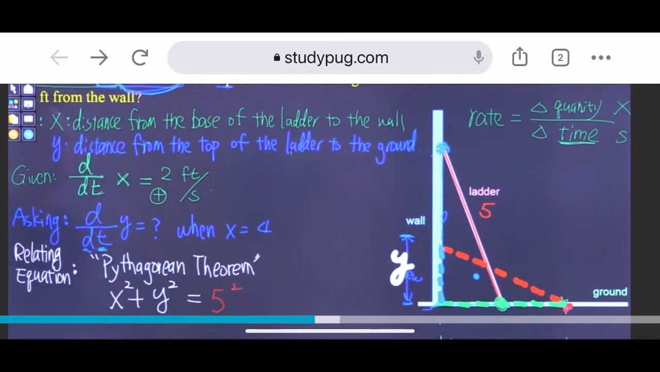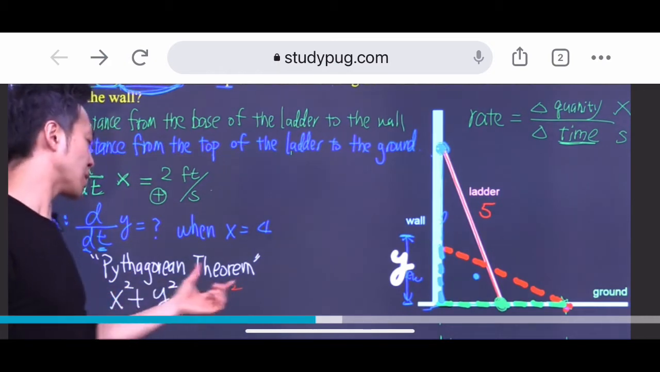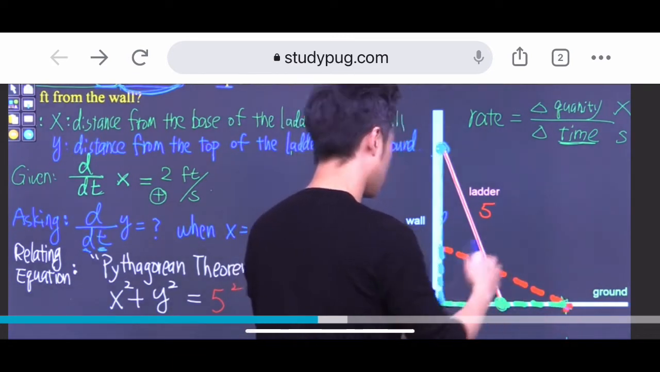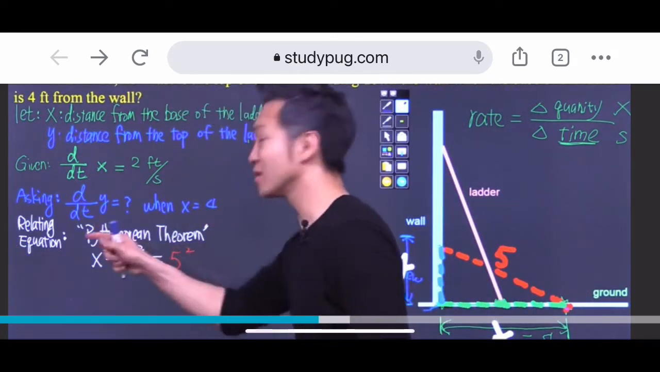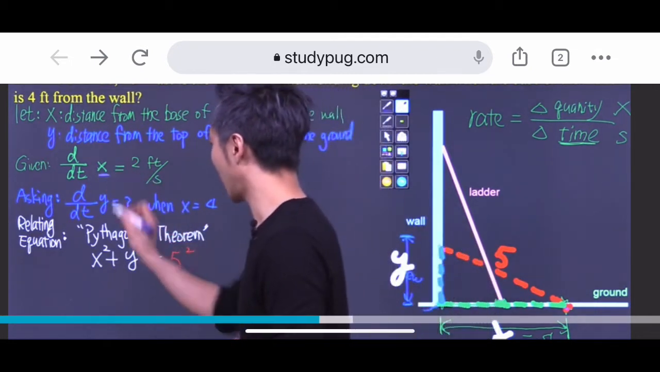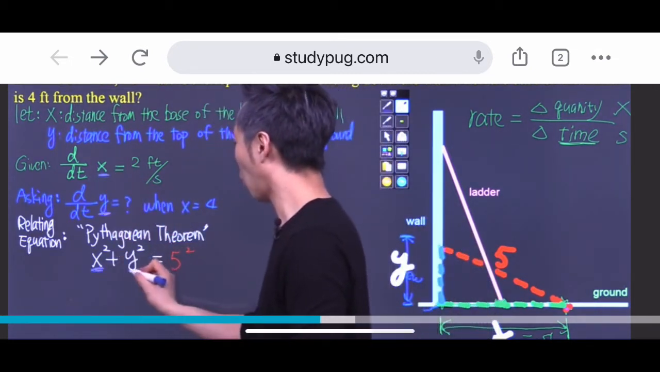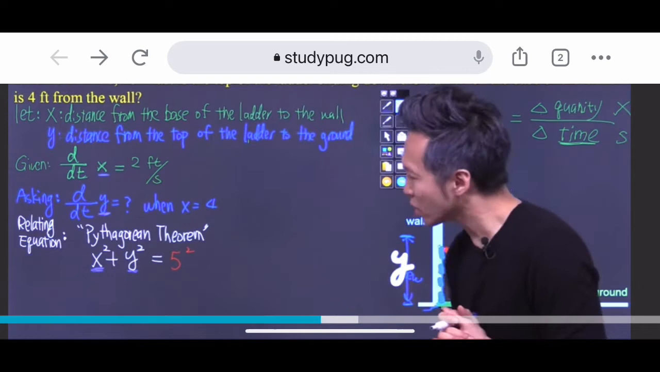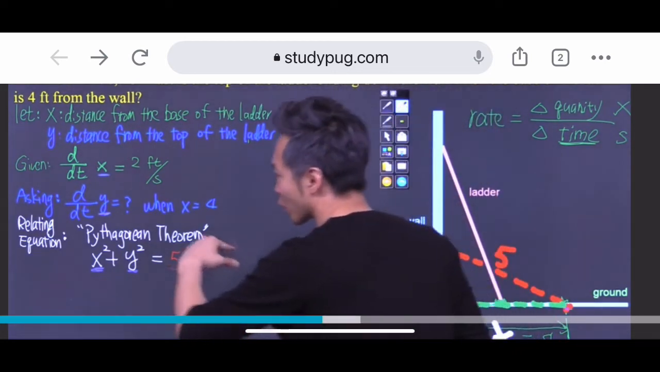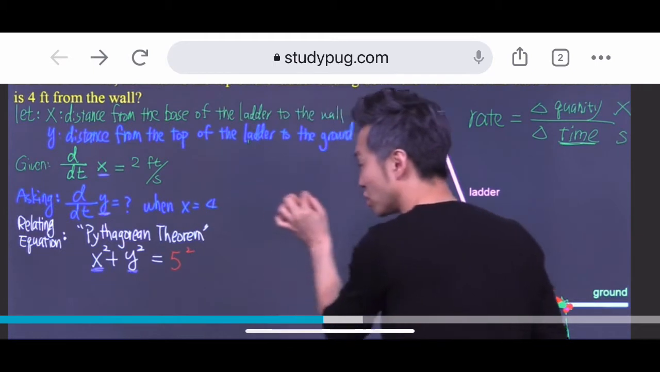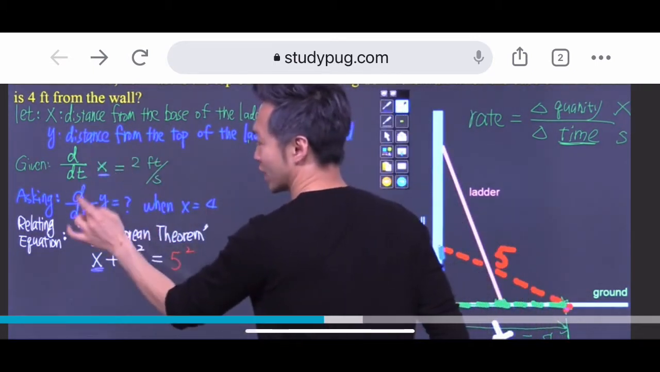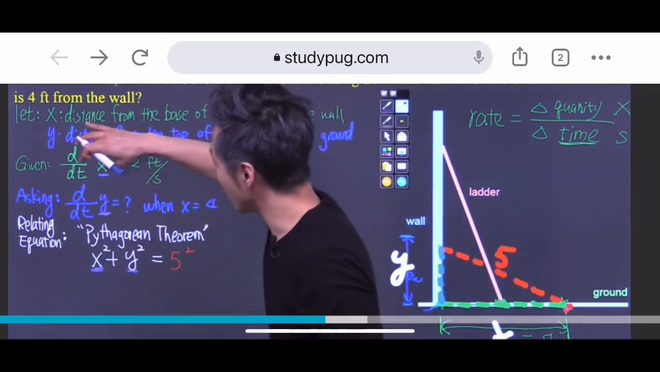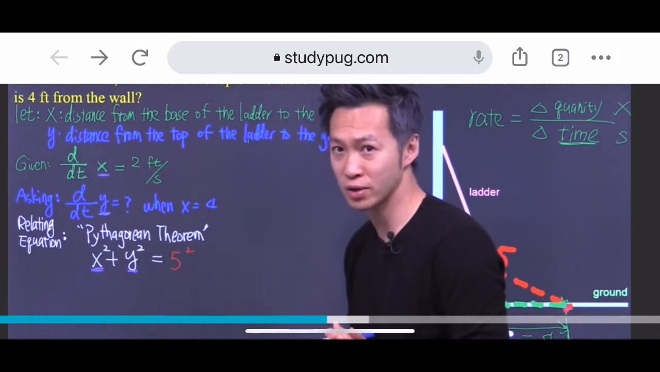Five squared, right? See? By writing out the Pythagorean equation, x squared plus y squared is equal to the hypotenuse squared. So as you can see, the relating equation successfully relates the quantities x and y together. Next, we're going to come up with a way to convert the relating equation into a new equation that involves rates, such as dx/dt, dy/dt. That way, we can plug the rate information into the new equation, right?